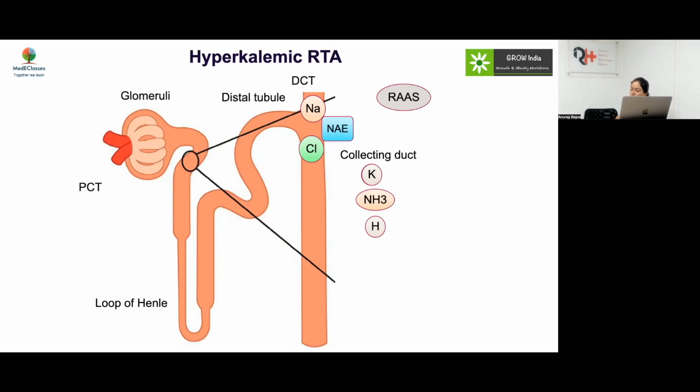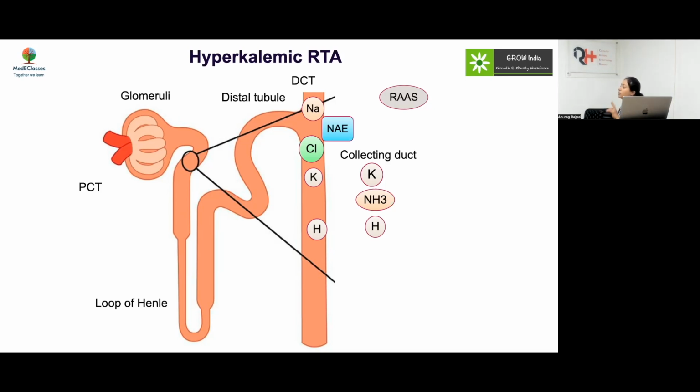Hyperkalemic or type 4 RTA is unique in that there is actually no renal injury. It is a defect in the RAS axis that is happening here. The primary problem is a reduced sodium load at the distal convoluted tubule, either because of an extremely low sodium diet or because of a problem in the RAS axis. Now we know that in the distal tubule, sodium is exchanged for potassium and proton. So when the sodium delivery to the distal tubule is less, you will lose less potassium in urine, you will lose less proton in urine. So you will have hyperkalemia and metabolic acidosis.